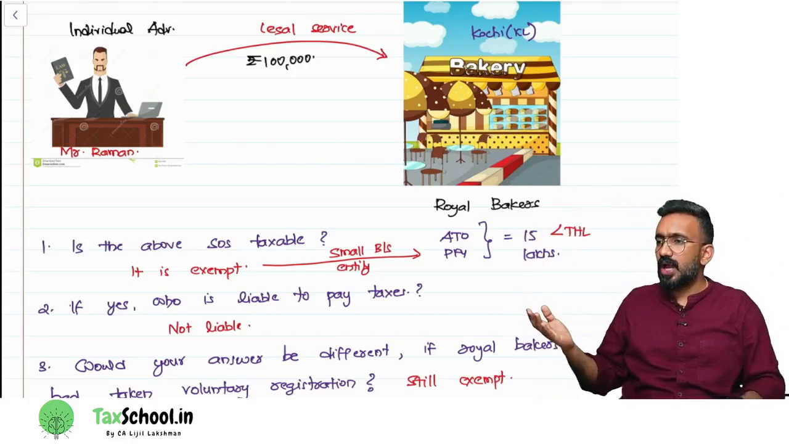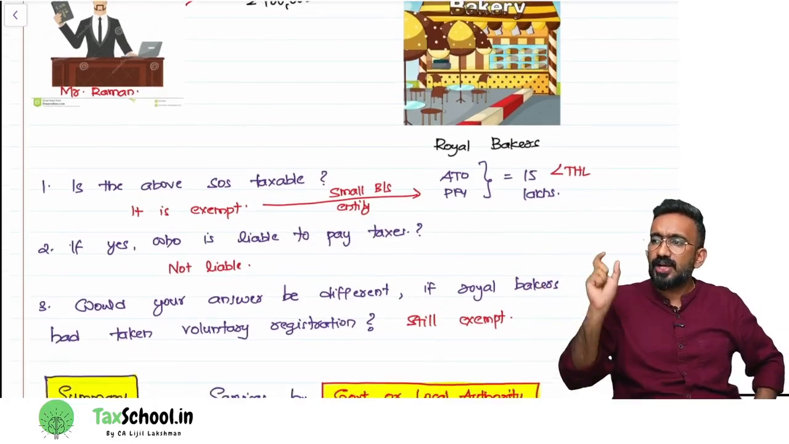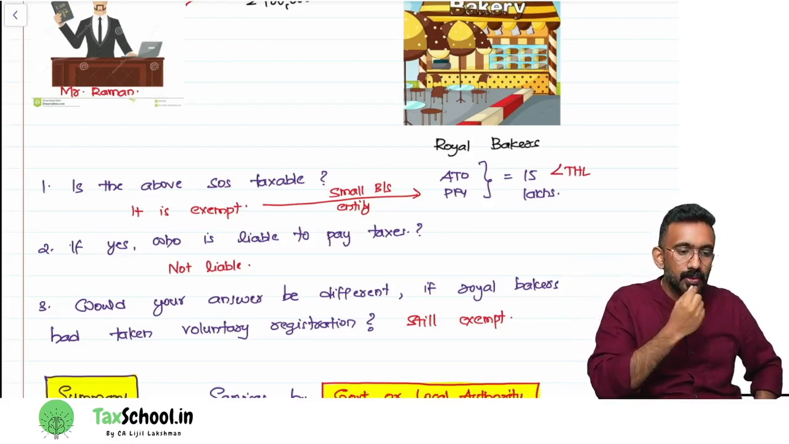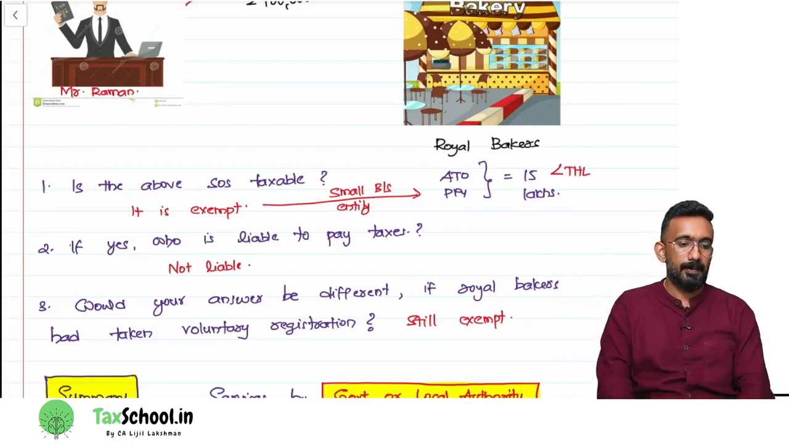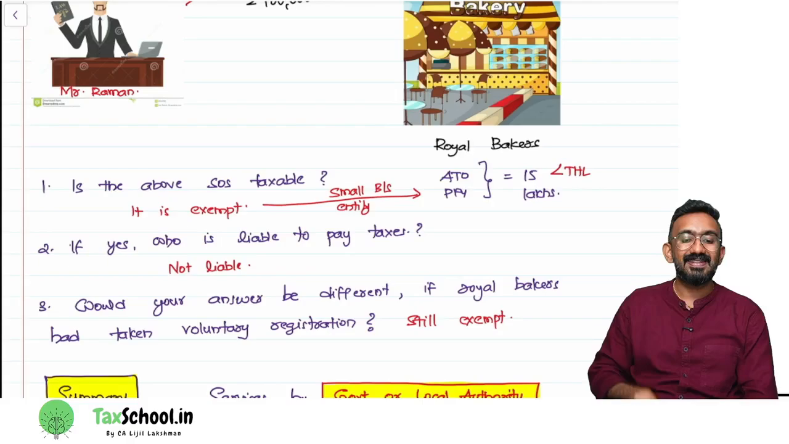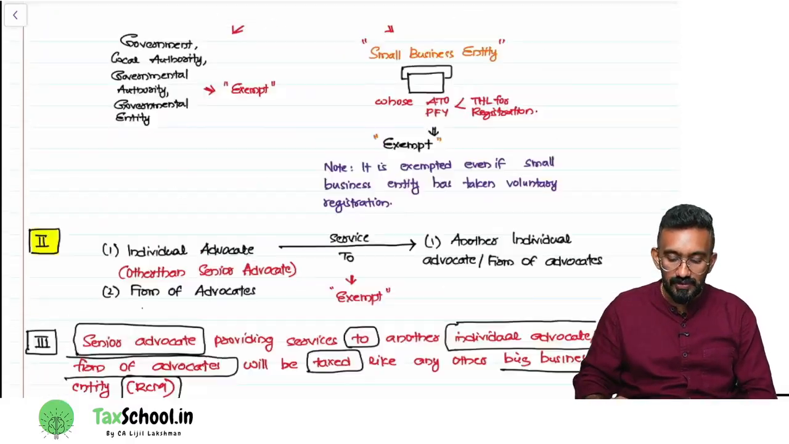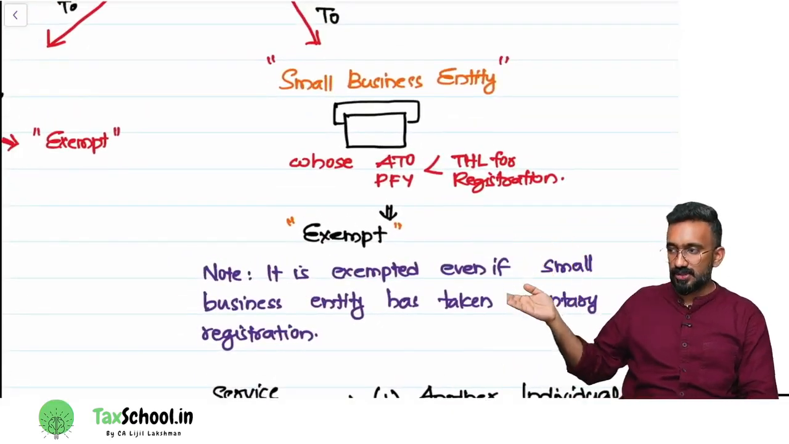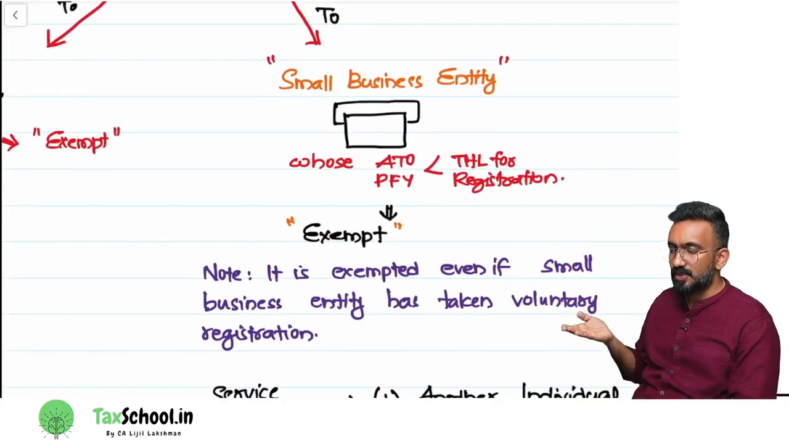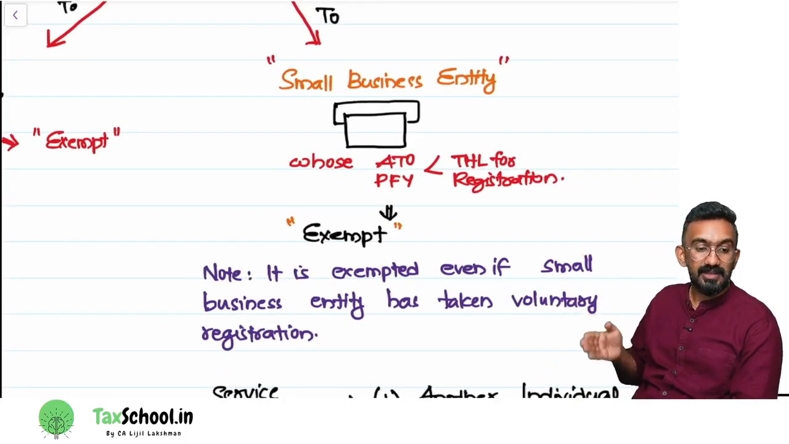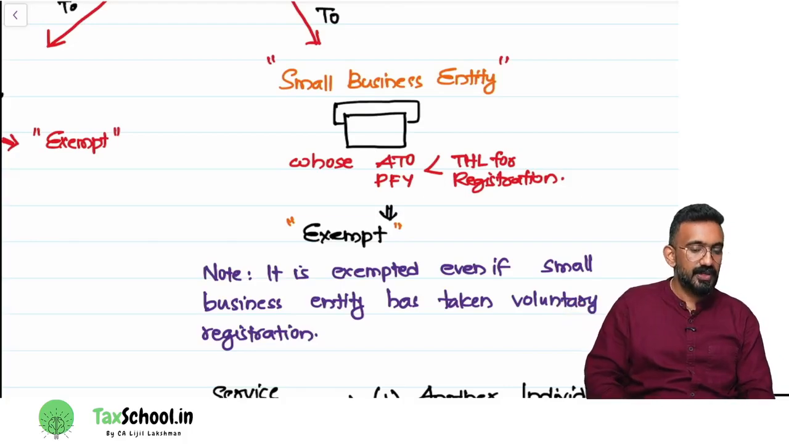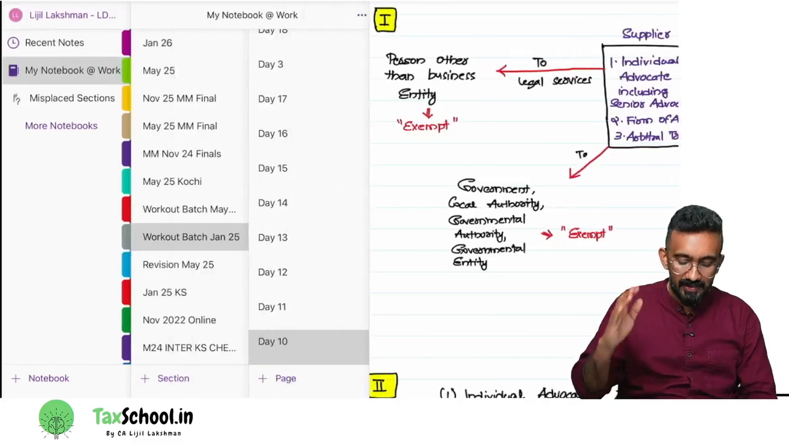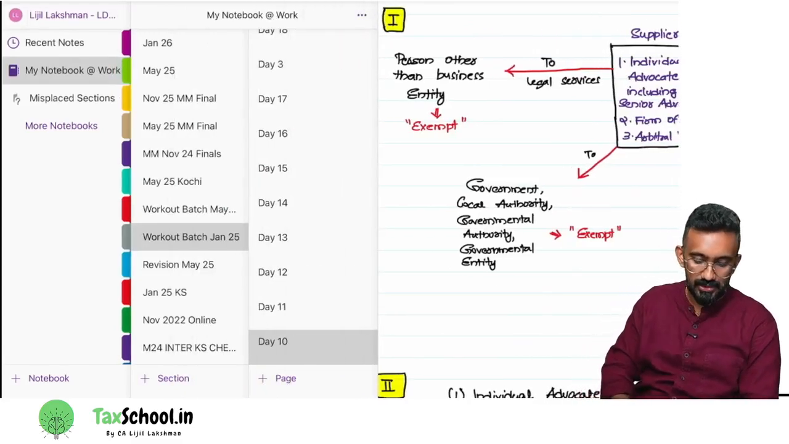Then I have written a third question there, important, no? Would your answer be different if Royal Bakery had taken voluntary registration? Will it be exempt or will it be taxable? I want you to answer in the chat box. It will still be exempt. Why? Because we have written here: small business entity exemption is applicable even if the small business entity has taken voluntary registration. Even if they have a GST number, if their last year turnover is less than the threshold limit, they will still get the benefit of small business entity exemption.